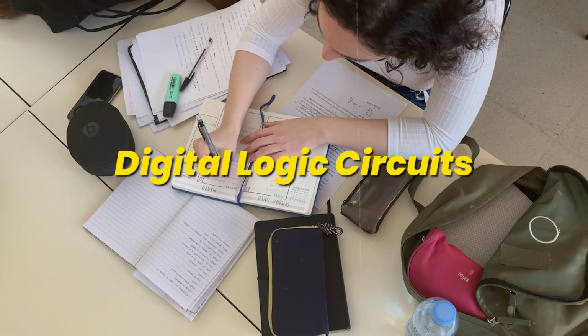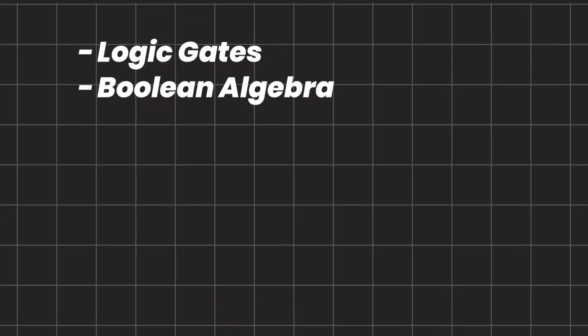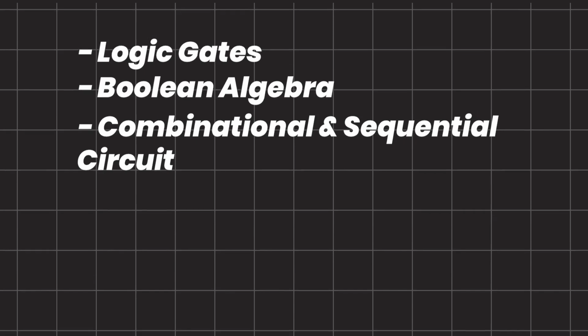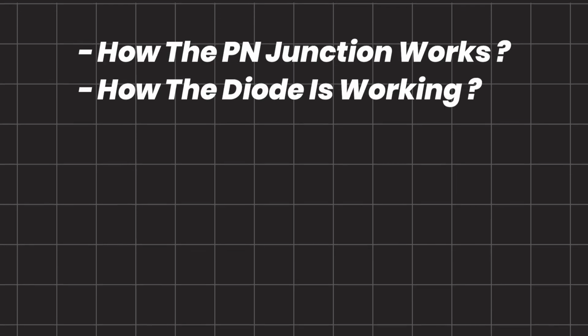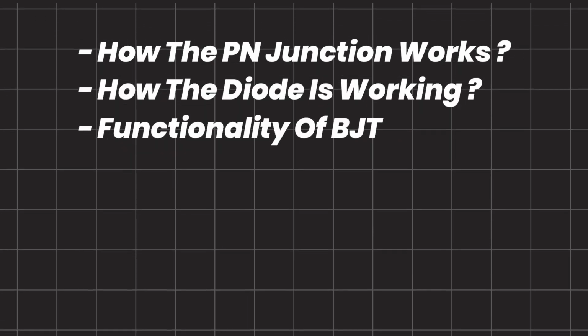front-end side. So starting with digital logic circuits. This subject is all about logic gates, Boolean algebra, combinational and sequential circuits, state machines, and memory design. Next is microelectronics. So here you will understand the concept of semiconductor devices, how the PN junction works, how the diode is working, functionality of BJT, MOSFETs, physics behind that, and the functionality.